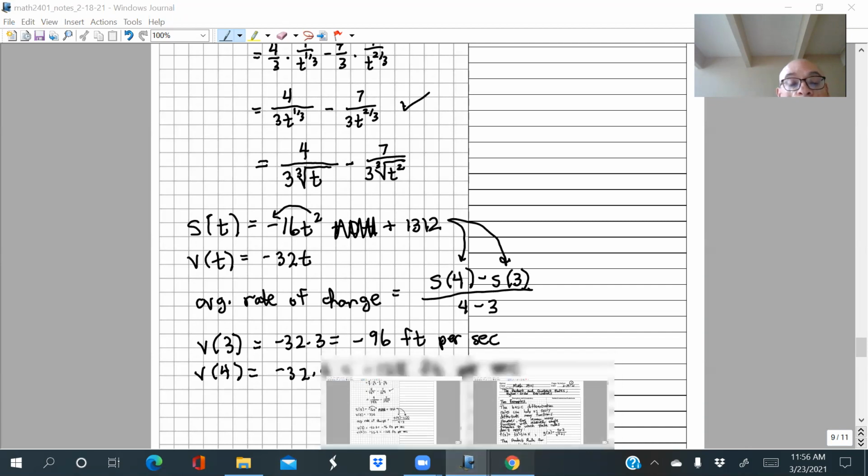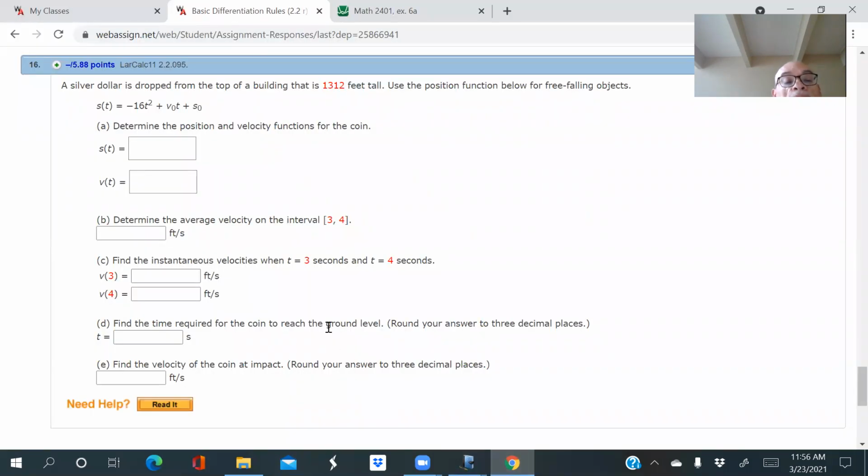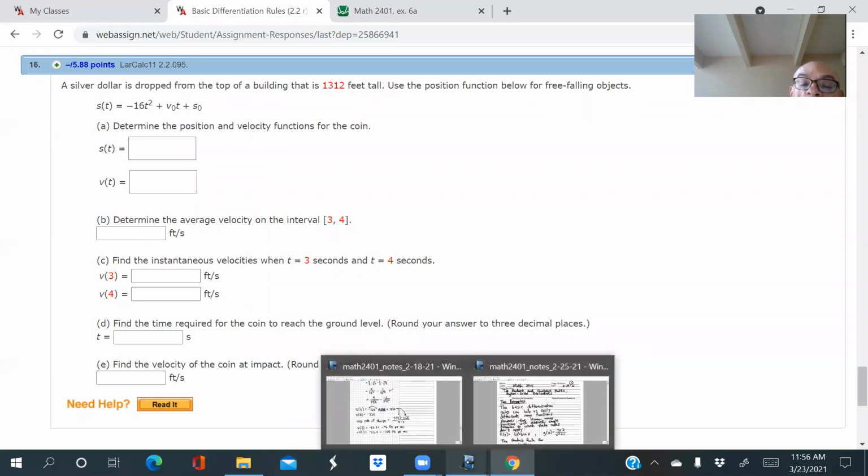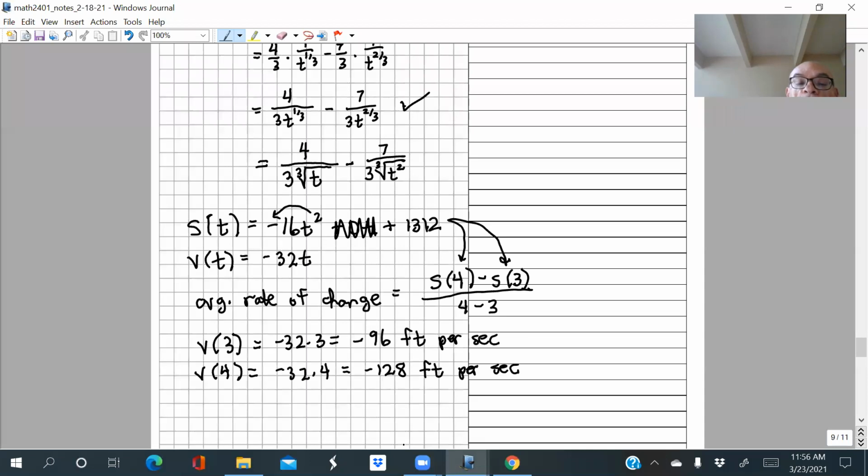Let's see, what's the last part here? Well, this is easy, right? How long does it take for the coin to reach the ground? Eventually, it's going to hit the ground, right? It's falling from 1,312 feet. Eventually, it's going to hit the ground. How do you answer that question, Daniel? So how do you figure out when it hits the ground? What process do you go through to answer that?